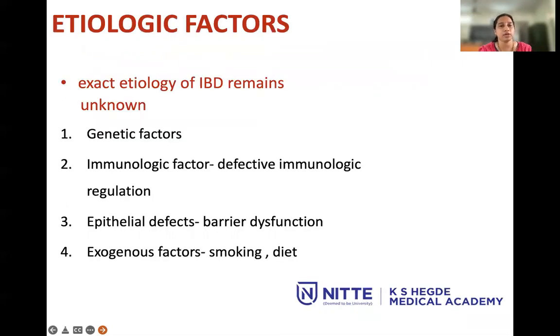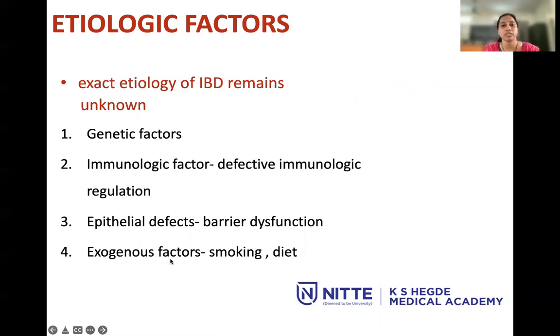So coming to etiology of inflammatory bowel disease. The exact etiology for IBD is not known, but there are theories which support genetic susceptibility. In those individuals who have genetic susceptibility, there are three factors which play a role in IBD. Those are immunologic factors, where there will be defective immunologic regulation in the intestine. There is epithelial defect leading to barrier dysfunction, which allows the microbes to enter into the mucosa, which later helps in activation of the immune system in intestine.